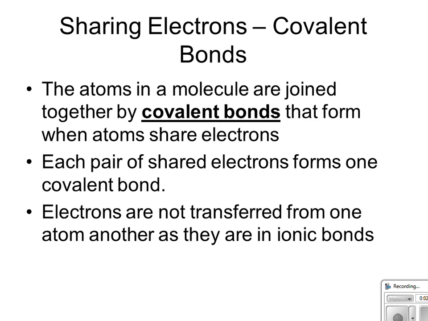Now the atoms in a molecule are joined together by covalent bonds that form when atoms share electrons. Now this is a lot different than ionic compounds, whereas each pair of shared electrons forms one covalent bond. So electrons are not transferred from one atom to another as they are in ionic bonds, where we were talking about sodium chloride before, or table salt, where we had that one electron leaving the sodium and going to the chlorine because it needed an extra one so they could each have 8 in their valence energy shells. In molecular compounds, we have these covalent bonds where they're sharing.